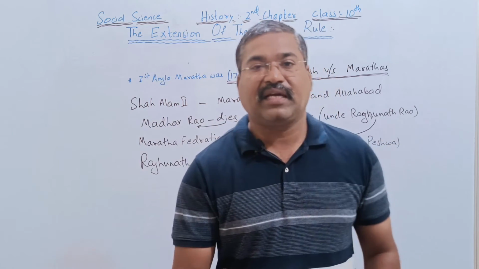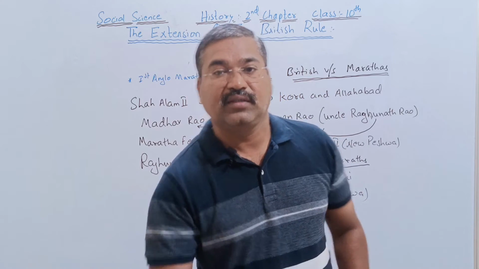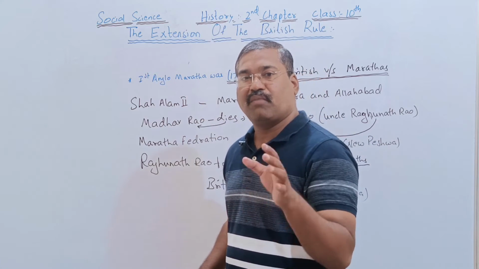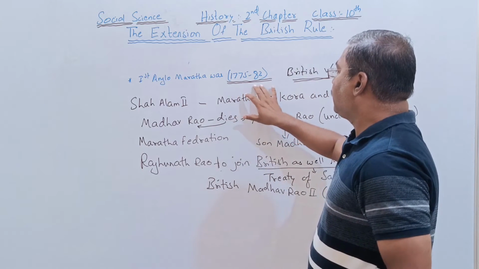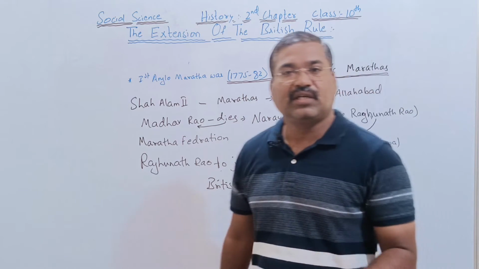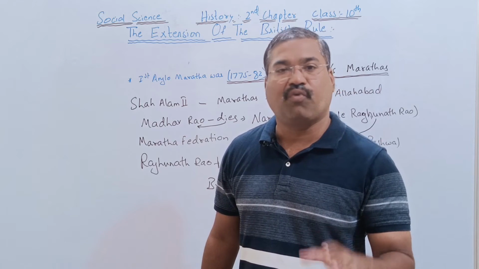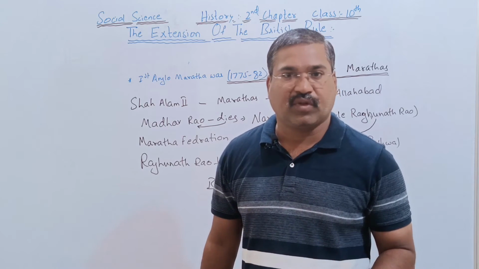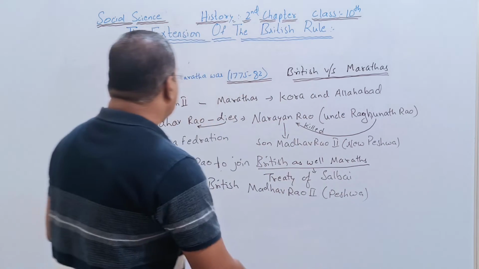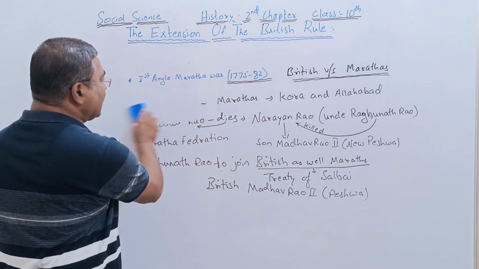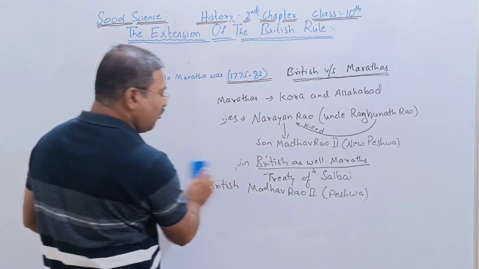In this way, the First Anglo-Maratha War comes to an end, which was from 1775 to 82. Almost seven years the war was fought. Okay. Now further, what happened? Let us learn in our Second Anglo-Maratha War.